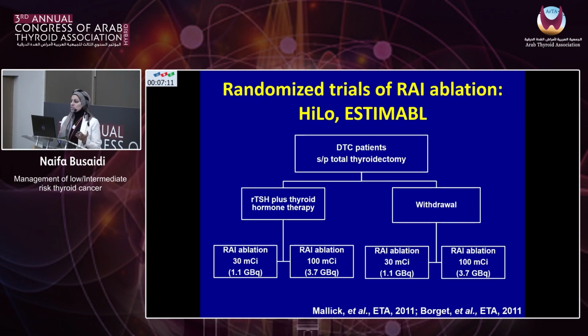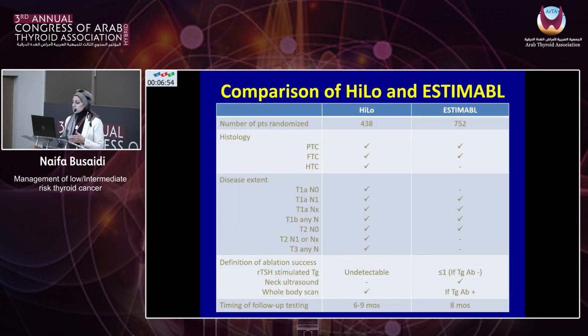And so the randomized trials that were published and done at the same time across the world, which was phenomenal, took patients with differentiated thyroid cancer after surgery and randomized them to withdrawal or recombinant human TSH and 30 versus 100 millicuries to help decide: do these patients do better, and does it matter if they get the lower or high dose?